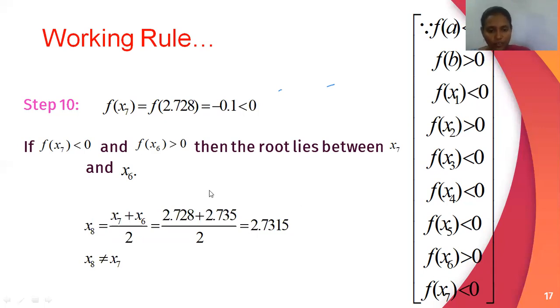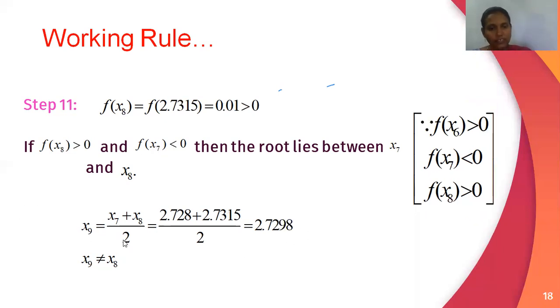So further find out the function of x8. What is the function of x8? Replacing x with the x8 value, that is 2.7315, we got a positive value. F of x8 is positive. F of x7 is negative. So that means the root lies between x7 and x8.